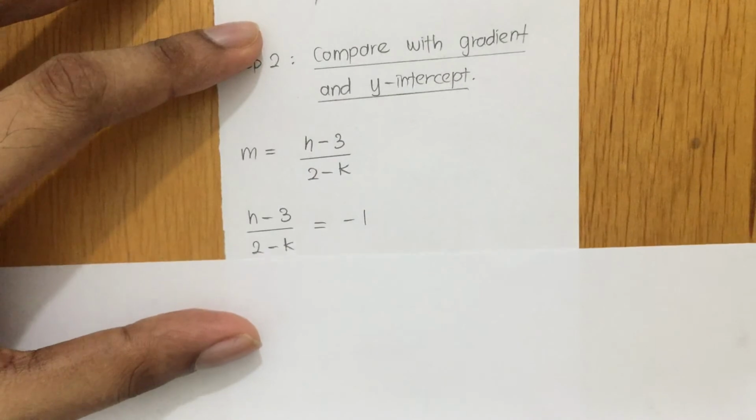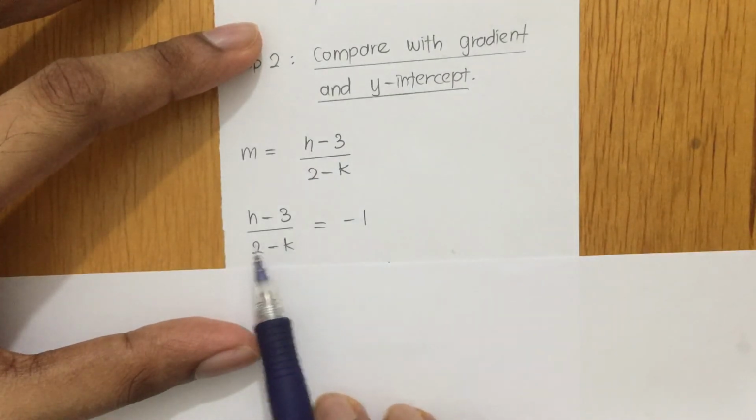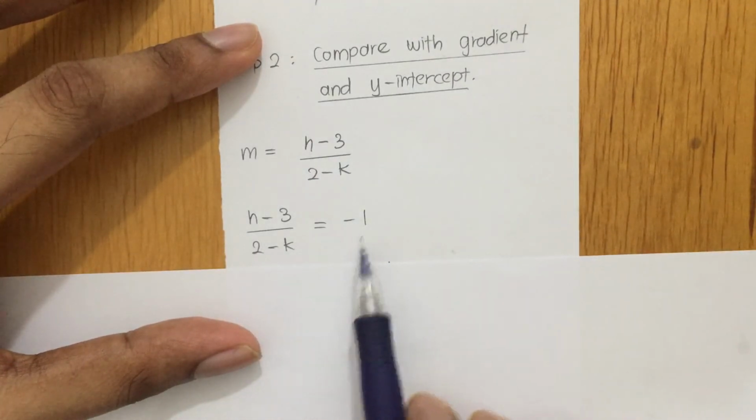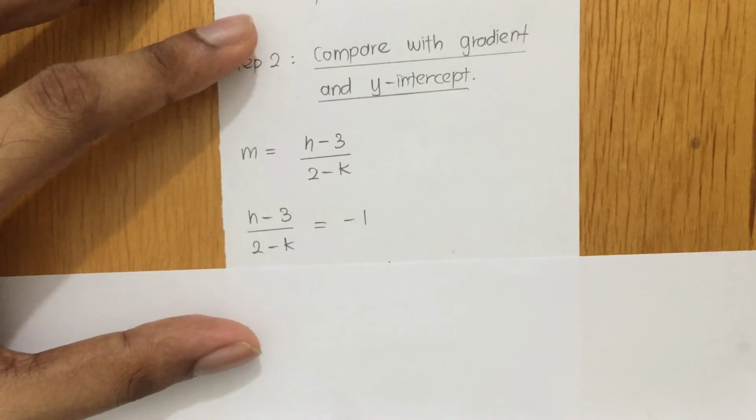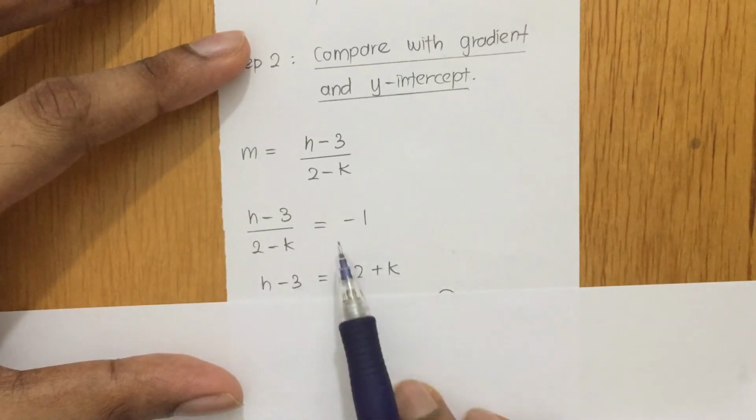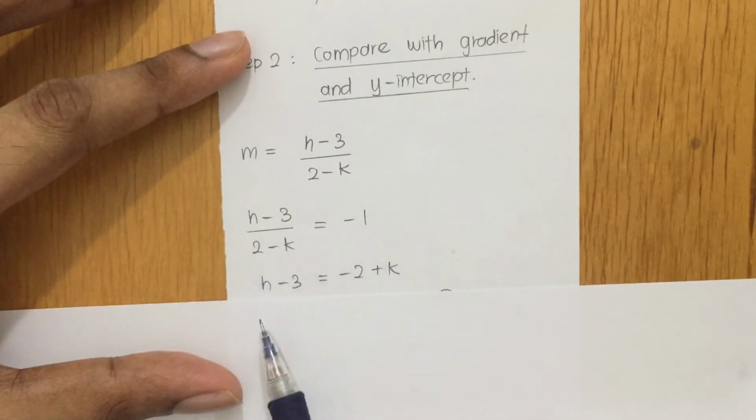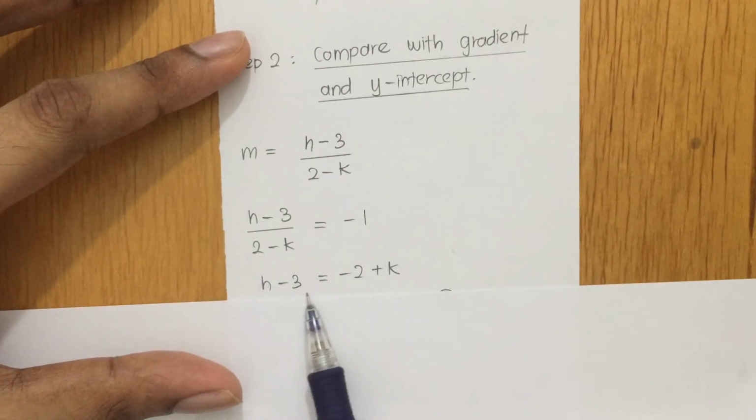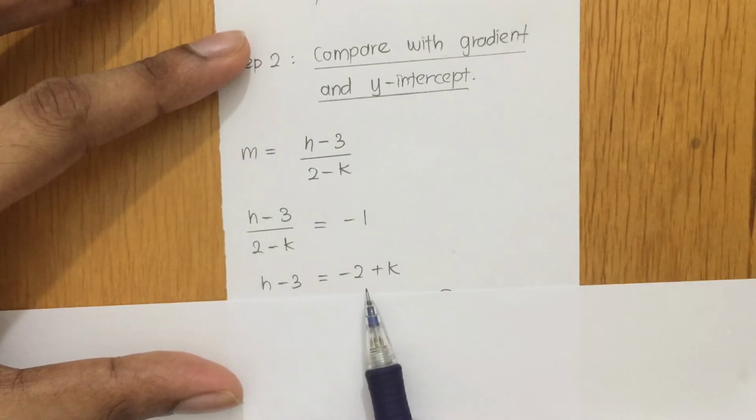Okay, so from here, h minus 3 divided by 2 minus k is equal to -1. Okay, so let us continue. So -1 times 2 minus k. So from here, h minus 3 will be equal to -2 plus k.